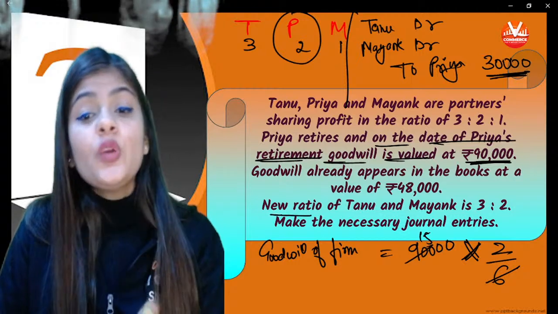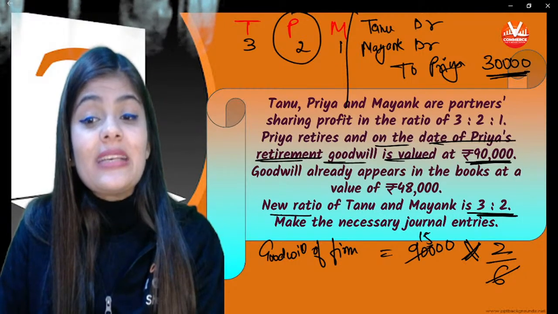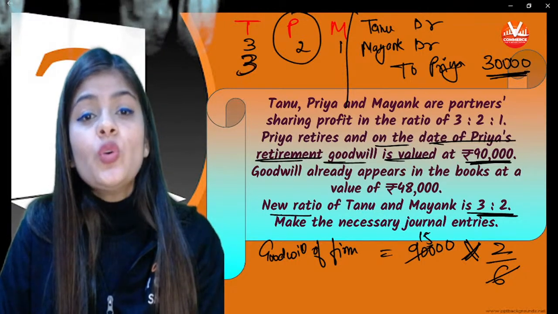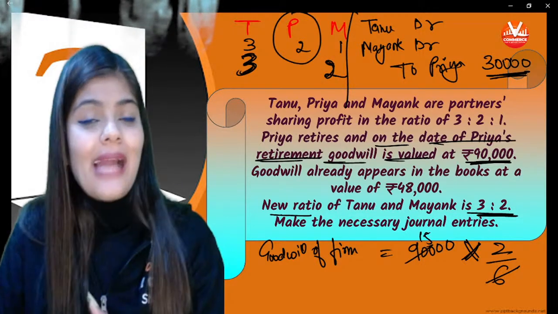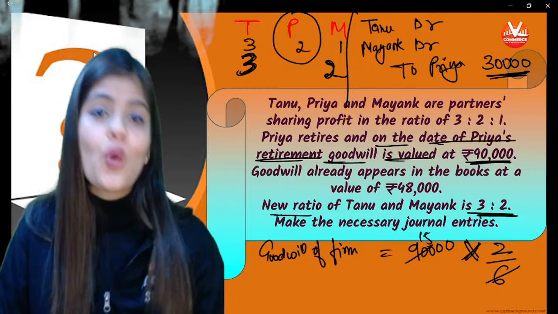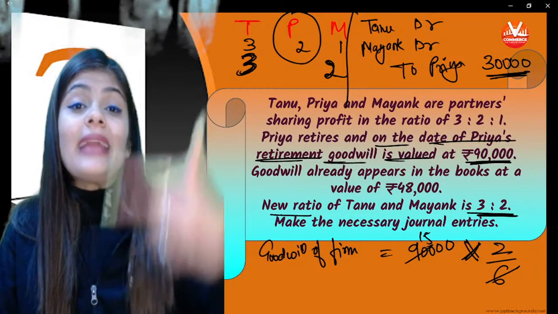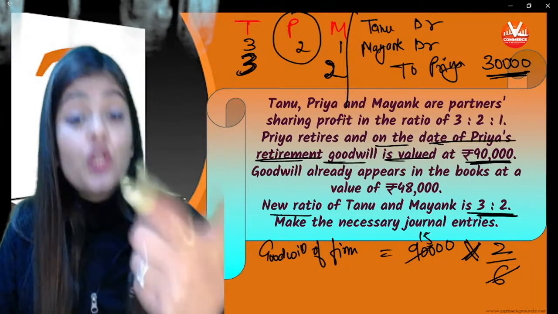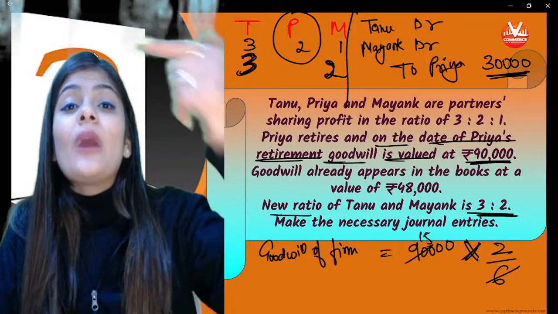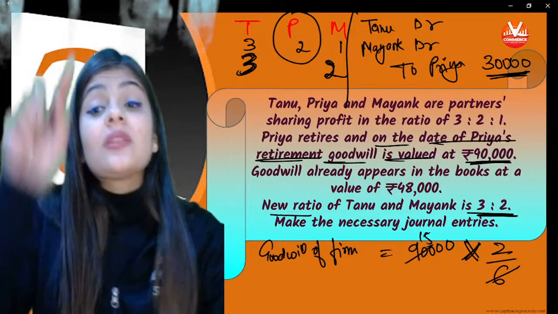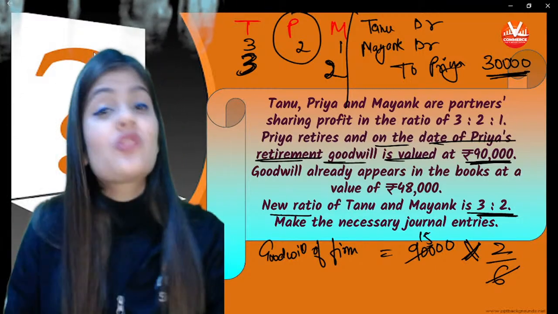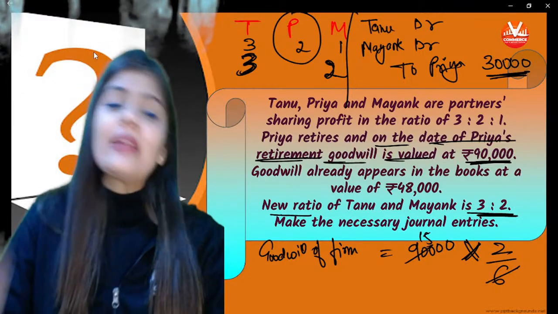Now the new ratio is 3:2. So you will calculate the gaining ratio: 3/5 minus 3/6, and 2/5 minus 1/6. You will calculate the gaining ratio and 30,000 will be distributed in the gaining ratio.